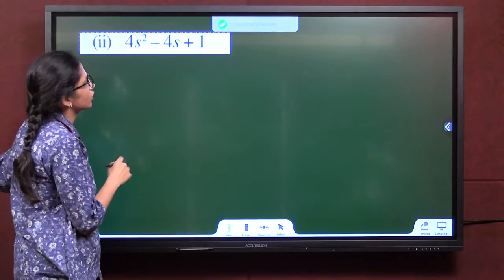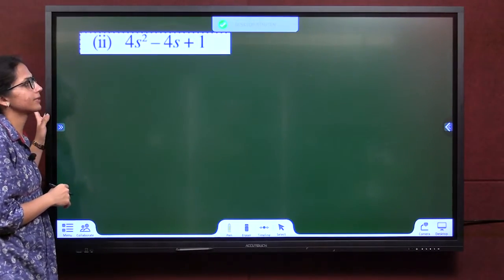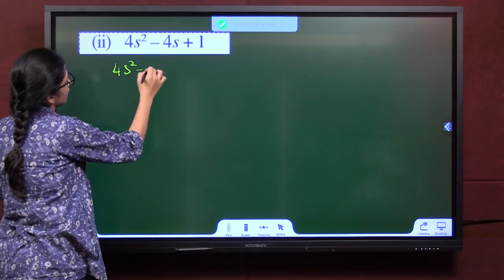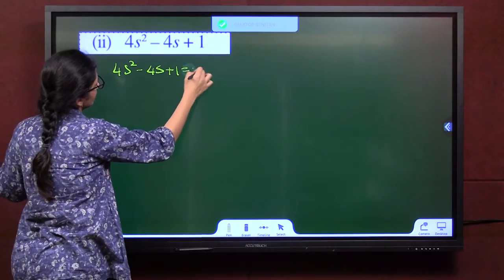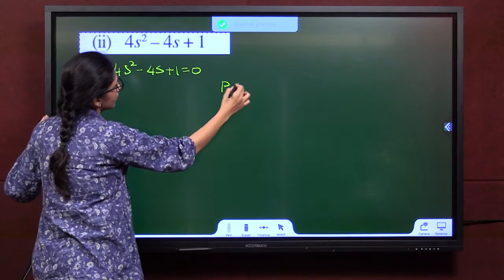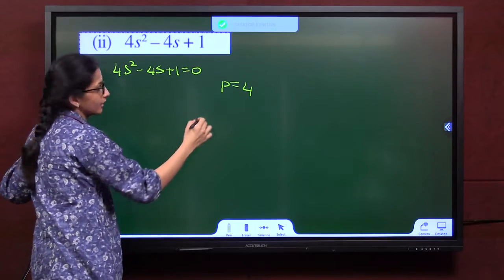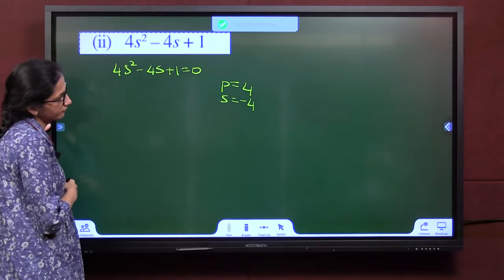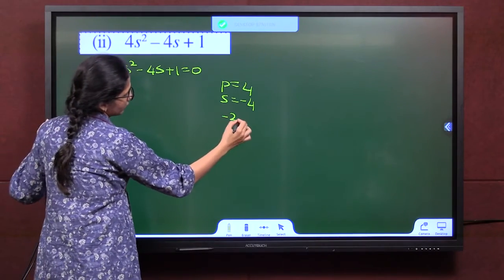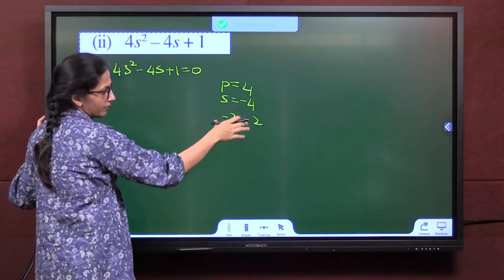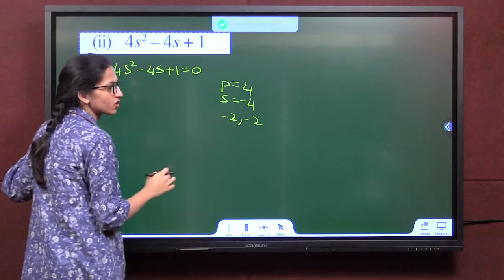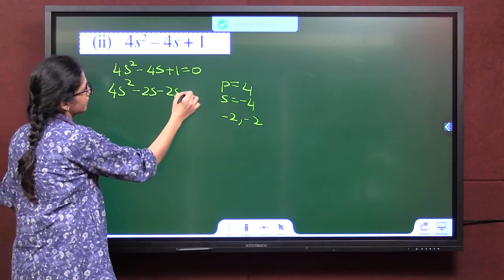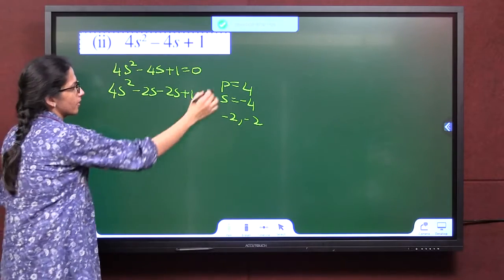So this is the next expression given, 4s square minus 4s plus 1. So you have to factorize this and find the zeros. So take it equal to 0. Product here is 4 and sum here is minus 4. How do we get this? Minus 2 minus 2 is minus 4. Minus 2 into minus 2 is plus 4. So 4s square minus 2s minus 2s plus 1 is 0.